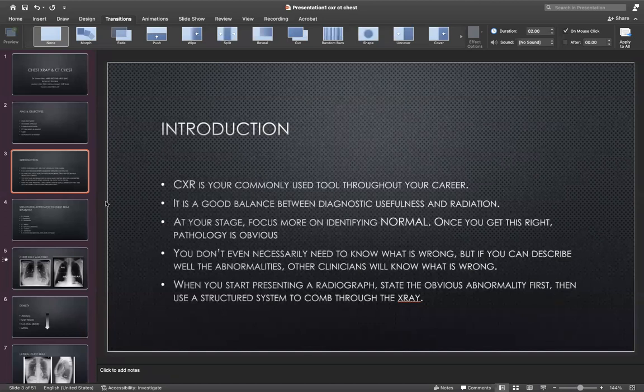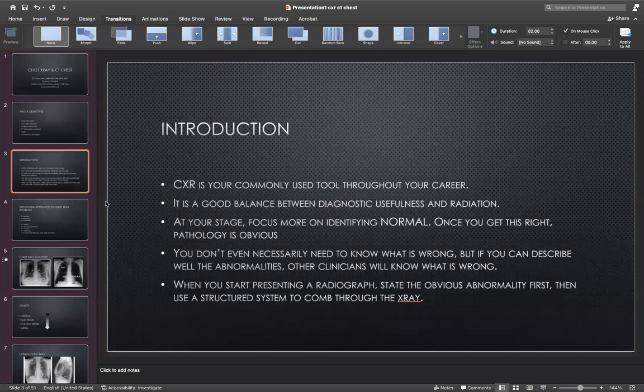What I would say at your stage is to try and focus on identifying what's normal. So once you are able to get this right and be able to confidently say that this is a normal chest X-ray, then picking up the pathology becomes a lot easier in that sense. So I'd start off with trying to see as many chest X-rays as you can and trying to present them in a systematic approach to make sure that when a pathology does come up, you don't miss it.